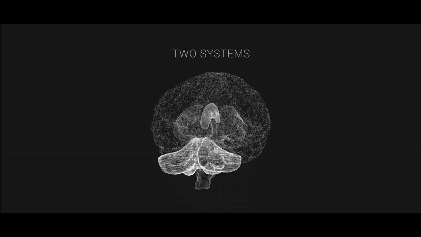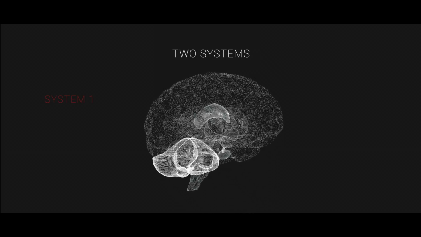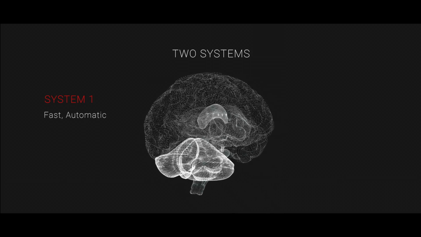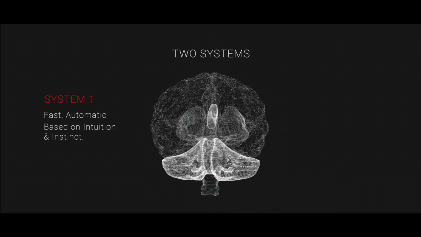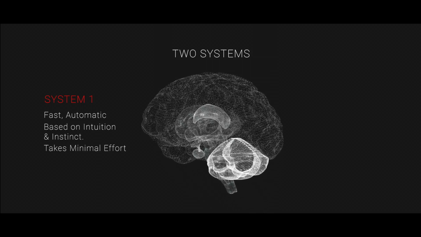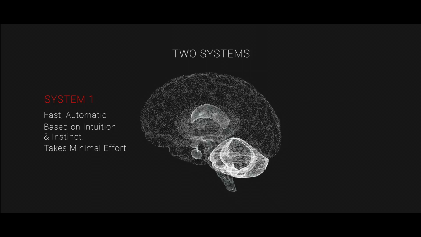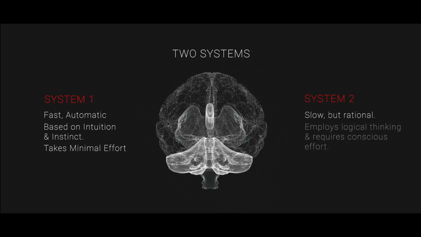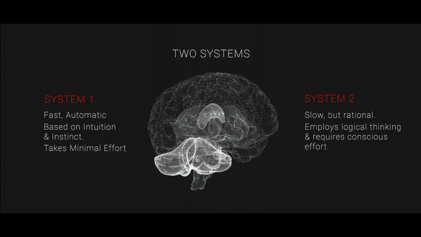Let's move on to understanding your brain against phishing. Starting with Daniel Kahneman's theory, in the first chapter itself, you'll find the introduction to the two systems. System 1 is fast, it's automatic, it's based on intuition, instinct, and it takes minimal effort as those are actions that have been molded into your brain through common sense and experience. While System 2 is slow, but rational, it employs logical thinking which often takes time and effort.